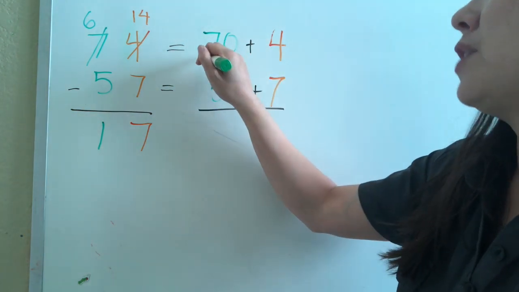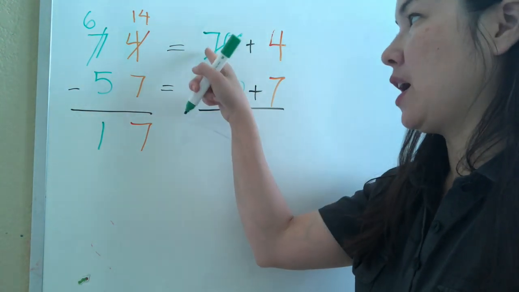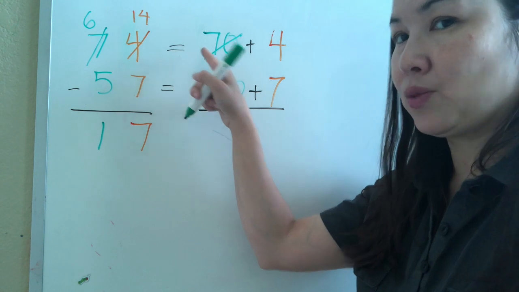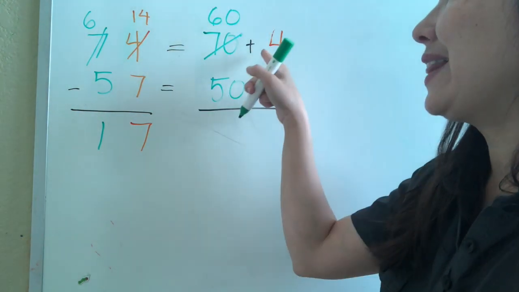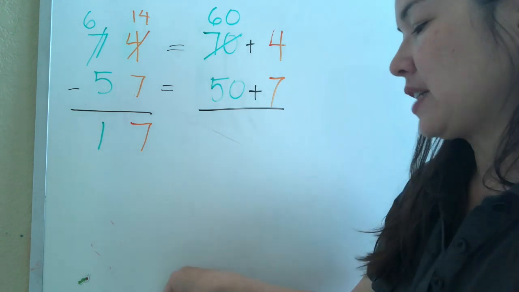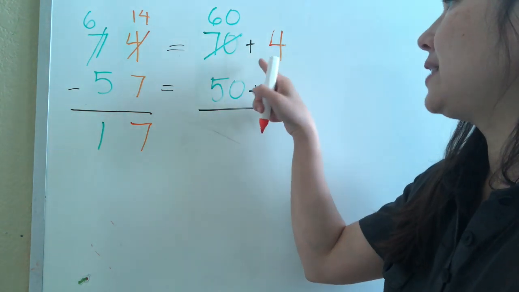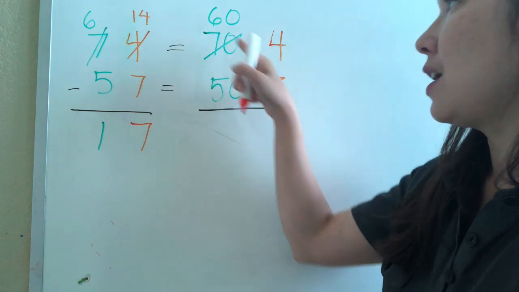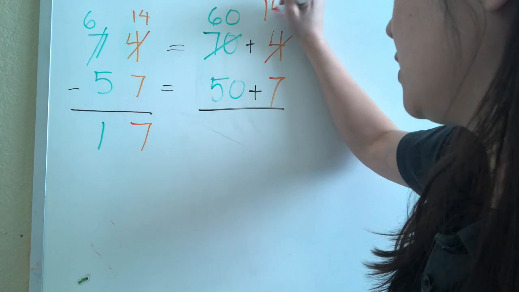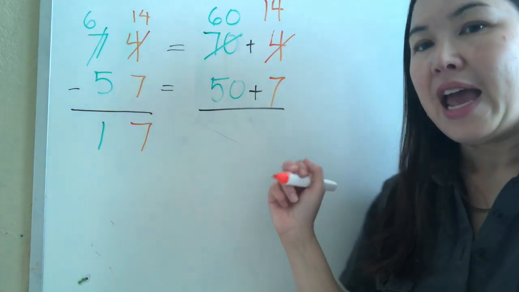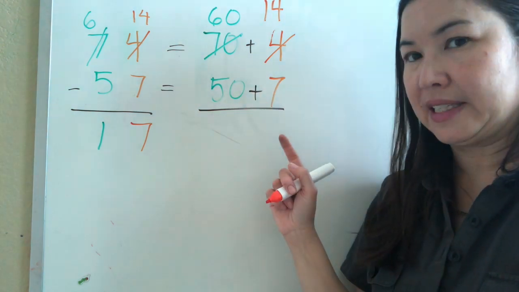So I'm going to regroup some of my tens, one group of tens, which would leave me with 60. And I'm going to take that 10 and add it to my ones. And so now instead of having 4, I took the 10 from over here. 4 plus 10 is going to give me 14. And you see, both of these problems are doing the same thing. It's just showing them slightly different.